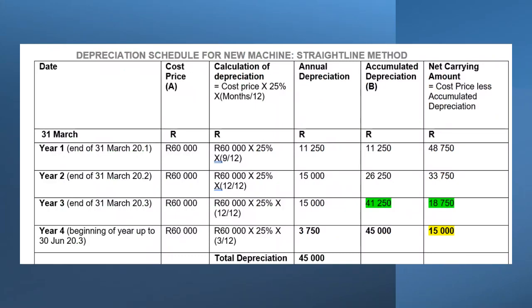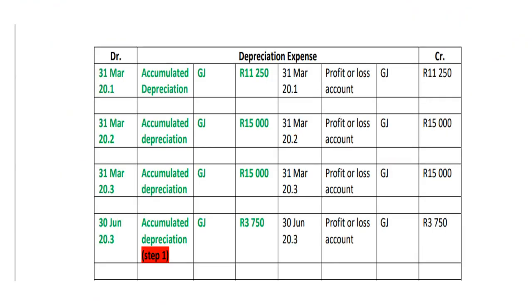11,250. Year 2, which ends on 31st March 20.2, our depreciation was 15,000. Year 3, which ends on 31st March 20.3, our depreciation was 15,000. On year 4, our depreciation up to the date of disposal was how much? Was 3,750. So I want us to record all this depreciation into the depreciation expense account. You will see that we debit the depreciation expense. What do we credit? The accumulated depreciation.